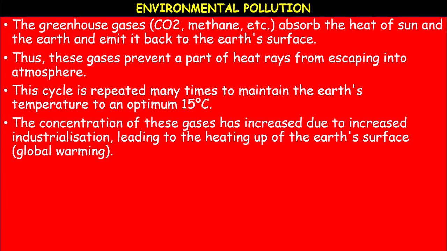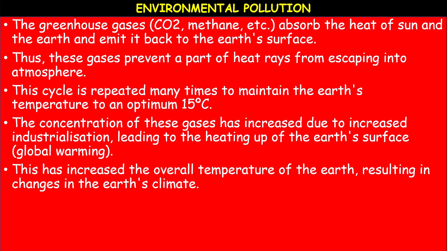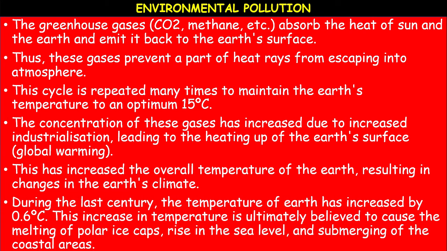When the concentration of these gases increases, as it has nowadays due to increased industrialization, it leads to the heating up of the earth's surface. An increase in the greenhouse effect is called global warming. So this has increased the overall temperature of the earth, resulting in changes in the earth's climate. During the last century, the last 100 years, the temperature of the earth has increased by 0.6 degrees centigrade.